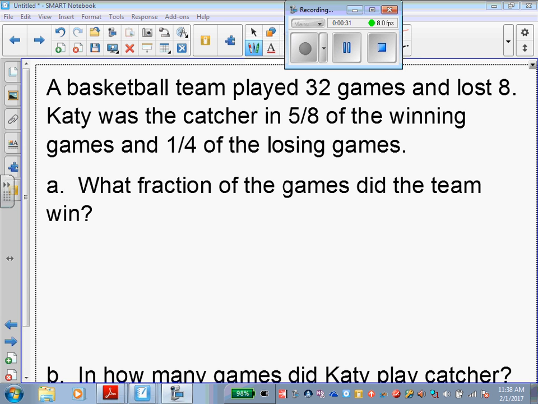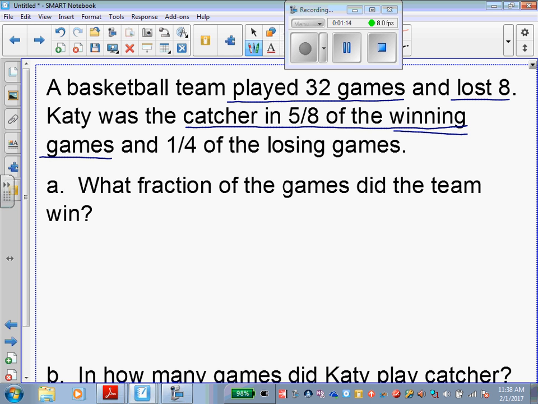All right, the first thing that I want to do in this problem is to pull out my important information. So what is the important information? Somebody give me one of them. Tiana. A basketball team played 32 games. Okay, so they played 32 games. That's important. What else is important? Mason. They lost 8. All right, what else? Haley. She was the catcher in 5/8 of the games. 5/8 of the what? Of the winning games. Okay, so she was catcher in 5/8 of the winning games.